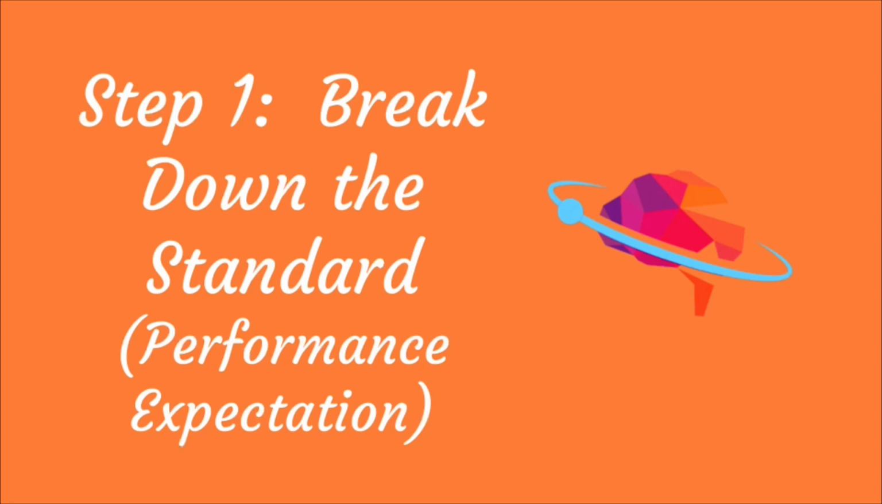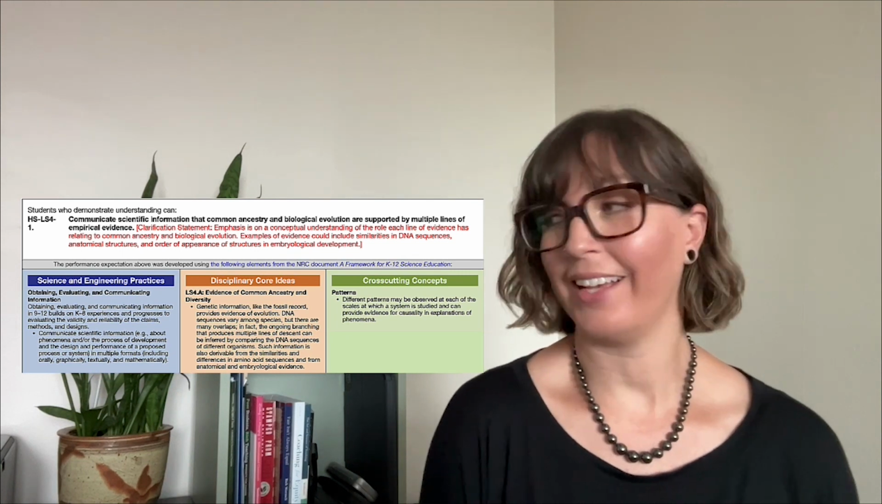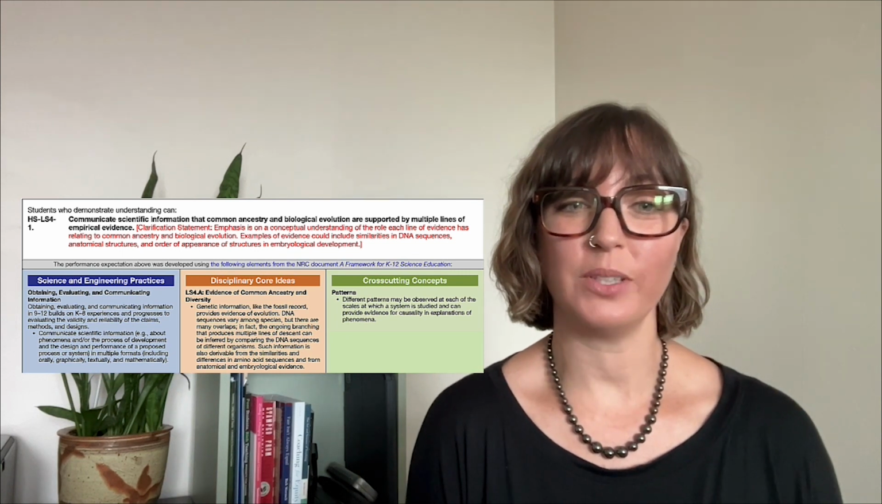Now, let's take our first step towards truly beginning to revise assessment items for better 3D alignment. Every performance expectation, PE or standard, is already broken down into three dimensions. So let's dig into how that breakdown can be simplified to drive these types of revisions. To do this, let's take a look at an actual high school performance expectation. This is HS-LS4-1.